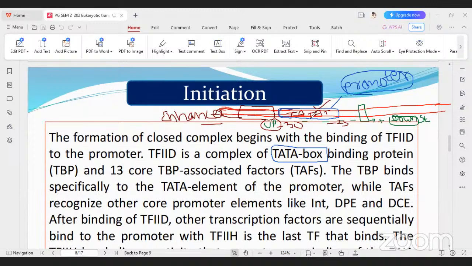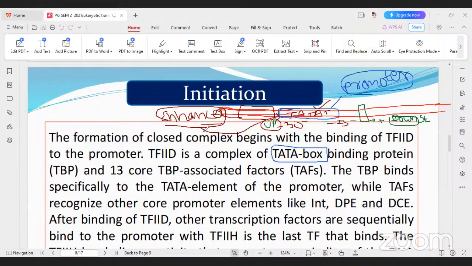And the next one is the enhancer. Eukaryotic promoters also have sites located 100 to 200 base pairs upstream, which interact with proteins other than RNA polymerase and regulate the activity of the promoter. What is the function of the enhancer? The enhancer regulates the promoter activity. So this site is called the enhancer.